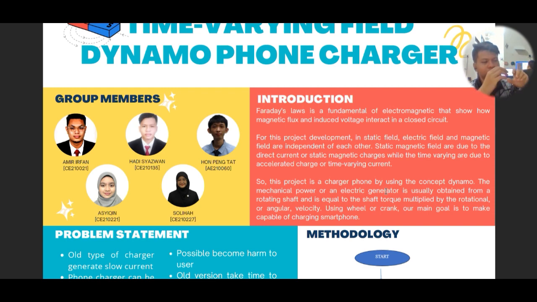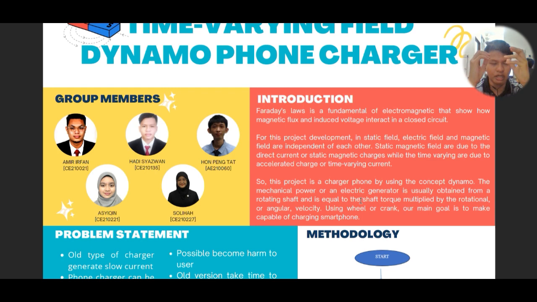When you're using the dynamo, the wheel from the bicycle moves, and then there will be a gear at the dynamo itself that moves when the tire and the bicycle move. So inside the dynamo also will move. So we use mechanical power, and from the mechanical power it will be converted into electrical power. So from that we know that it is usually obtained from a rotating shaft.